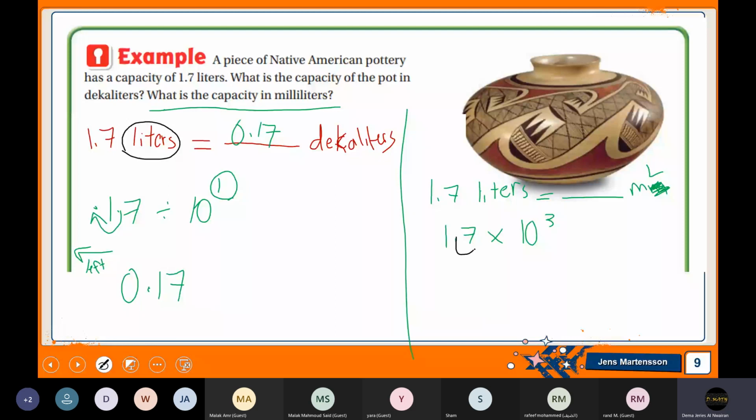So here it's like this. 1, 2, 3. So it will be 1,700 milliliter. Is it clear? Yeah. Okay.